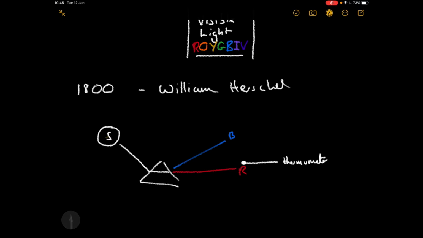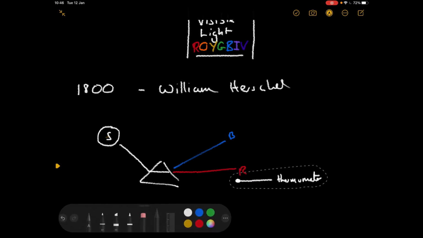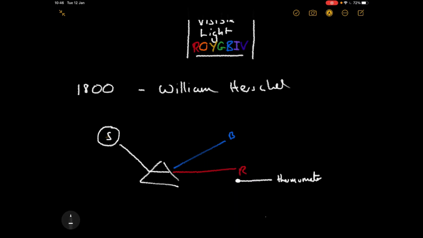And he noticed as he brought it through the visible spectrum, you ended up with things getting hotter, quicker. So red light was able to increase the temperature of things more rapidly than blue light. But then what he did was somewhat ingenious. He then stuck the thermometer just here, just beyond the colour of red that you can see. And it was here in this region that he found that the temperature increased the fastest.